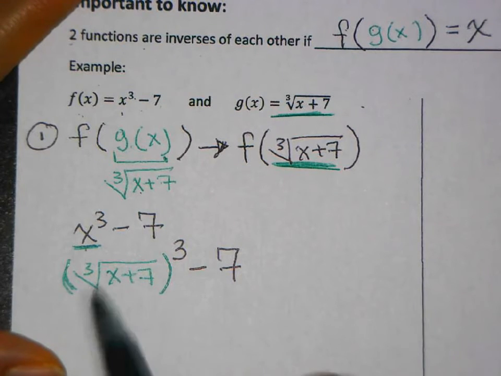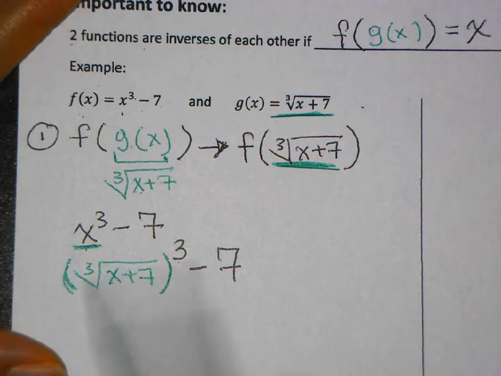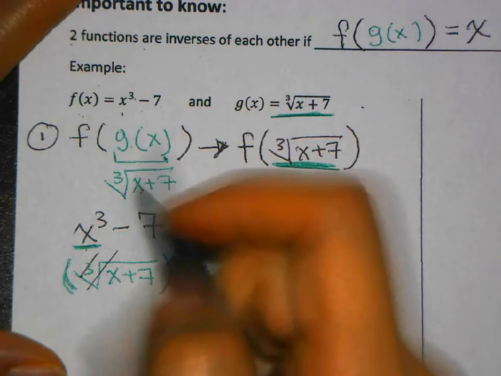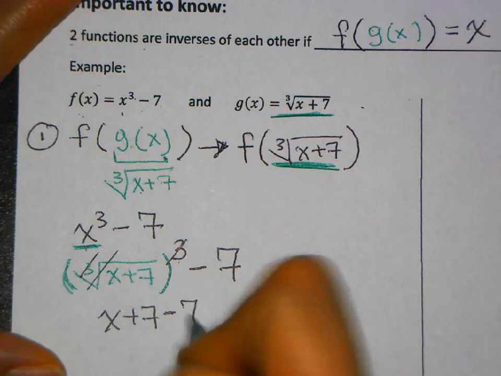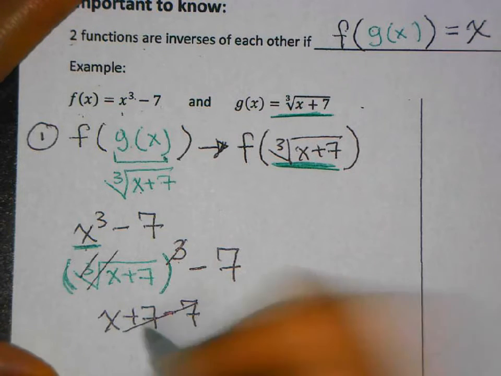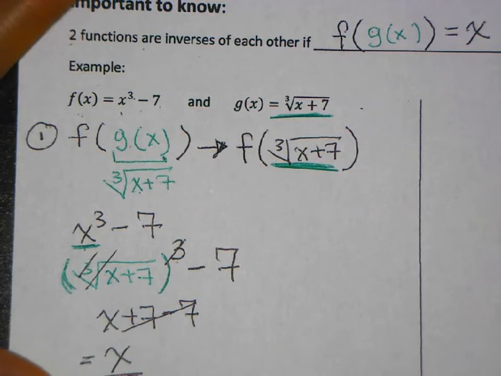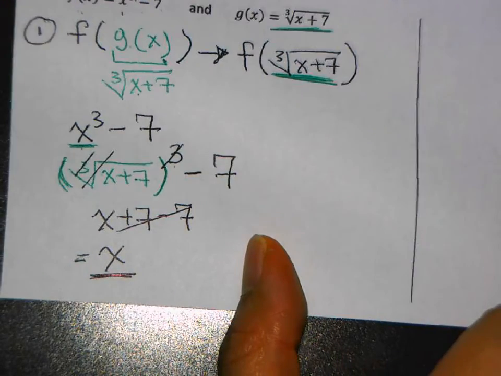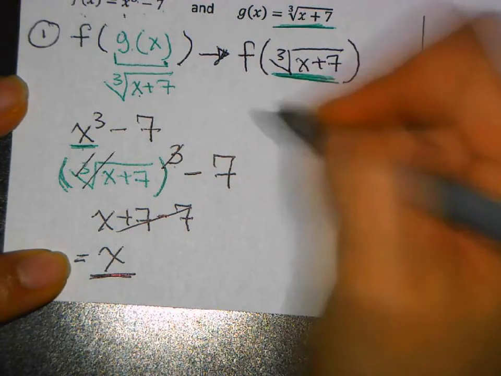So what happens when you have a cube and an index of 3? These two are the same. It cancels it out. That leaves me with x plus 7 minus 7. Plus 7 minus 7 cancels out, equals x. Everything goes away, leaving me with just x. Right, so that's one part of it, and then I have to check the second part.